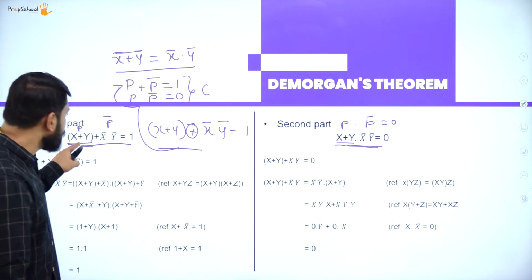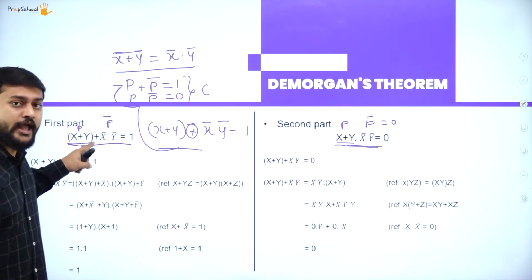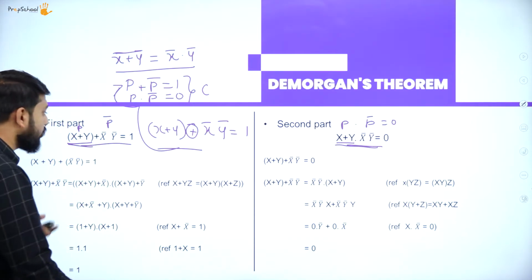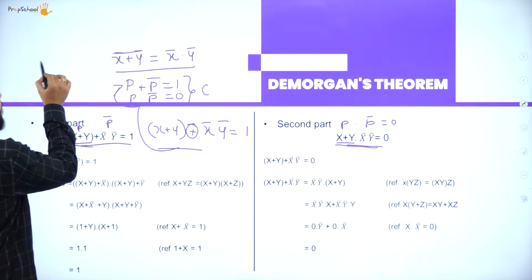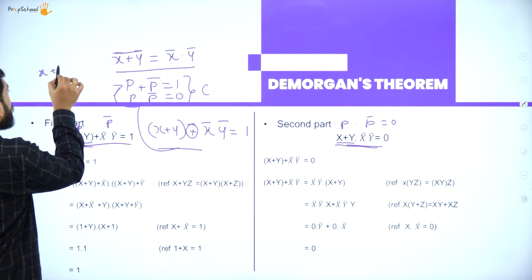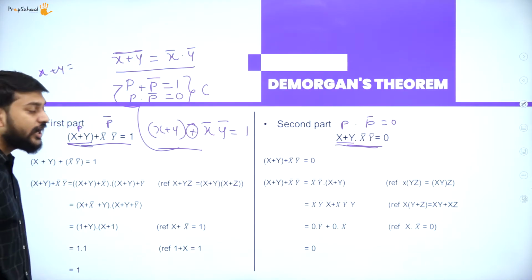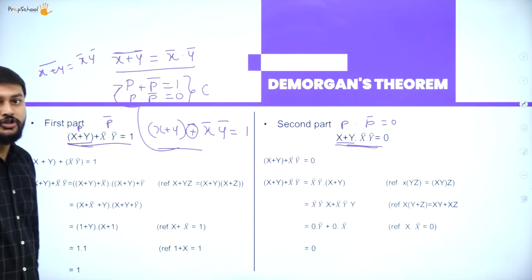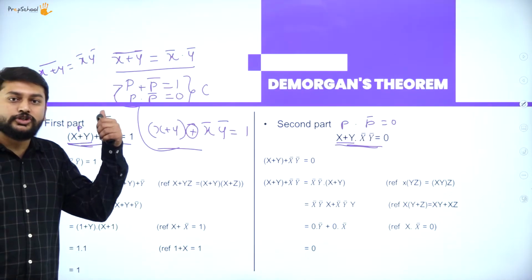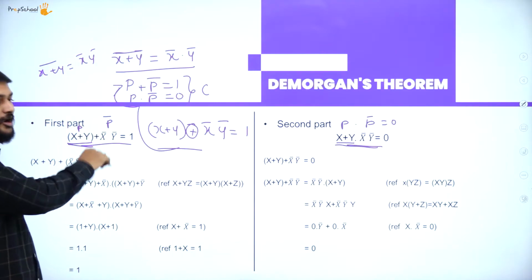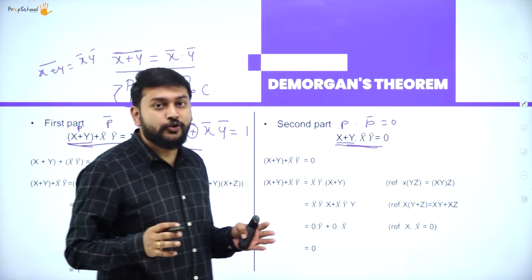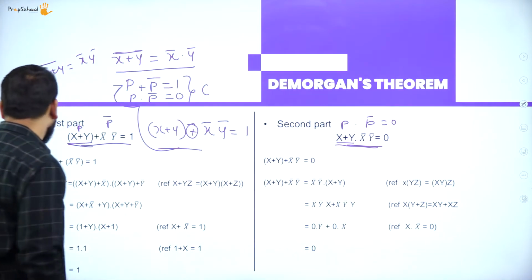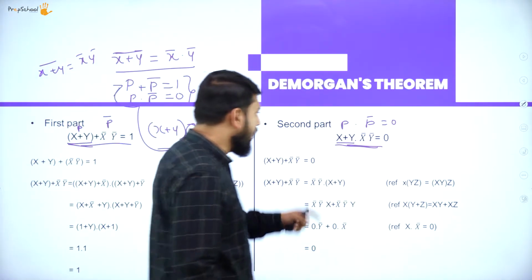Sir, how are you treating x plus y as p and x dash into y dash as p dash? So please understand, here I've written x plus y whole dash is equal to x dash y dash. Based on this condition, I am treating these as p and p dash. So you understood the logic of how I arrived at this.